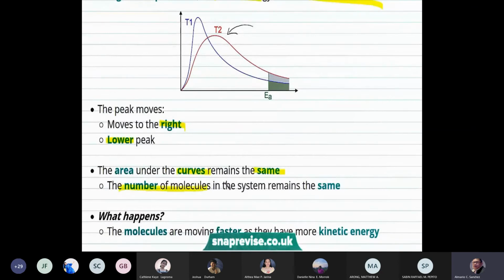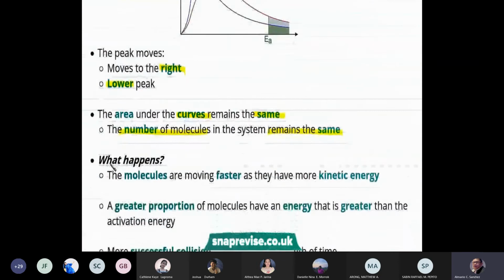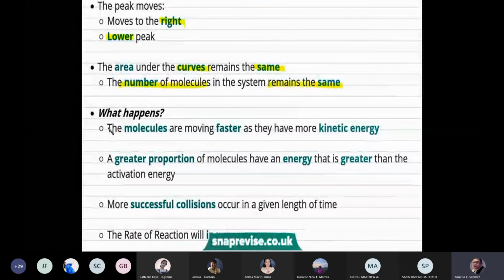The number of molecules in the system is exactly the same, but there are some slight differences. So what are they and what's happening? Well, the molecules are moving faster as they have more kinetic energy at a higher temperature. So we see a greater proportion of the molecules have an energy greater than the activation energy.